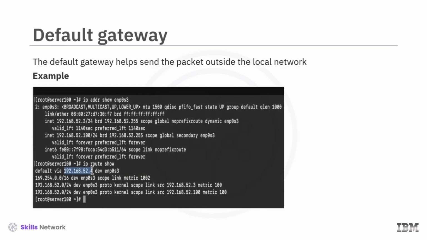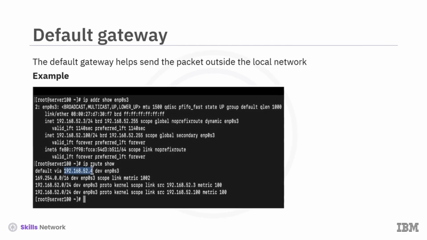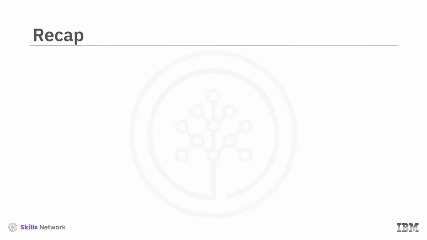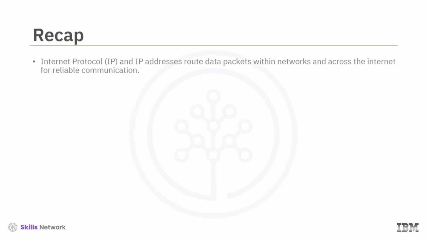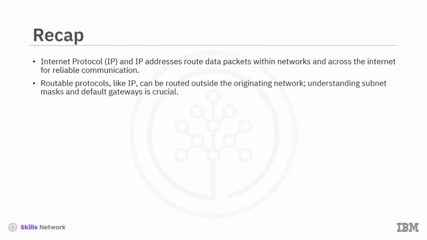This is the router that acts as our default gateway to forward the packet outside of our network segment. The default gateway helps to manage the traffic going to points outside of the network or coming in from outside. In this video, you learn that Internet Protocol, IP, and IP addresses route data packets within networks and across the Internet for reliable communication. Routable protocols, like IP, can be routed outside the originating network.